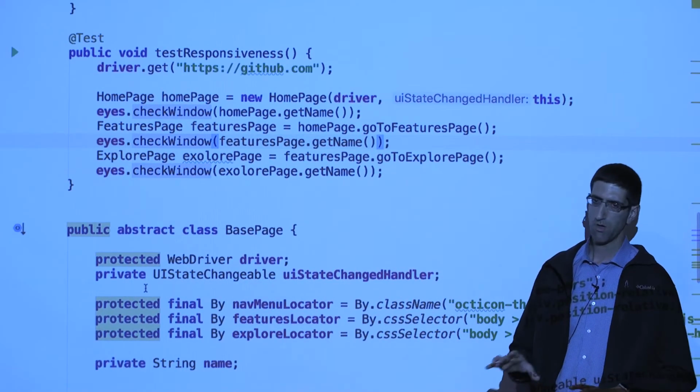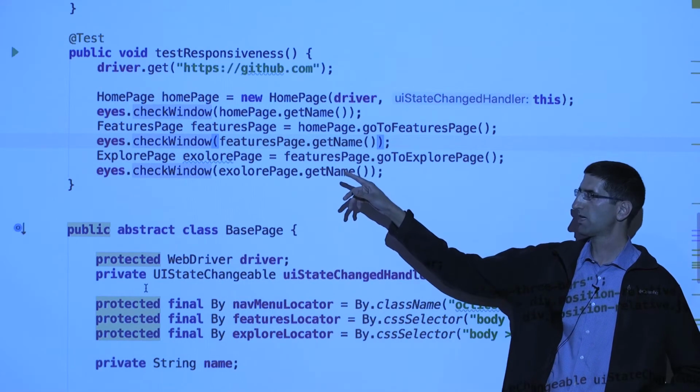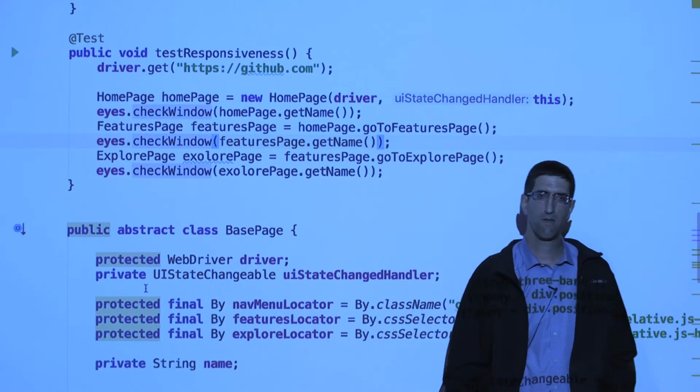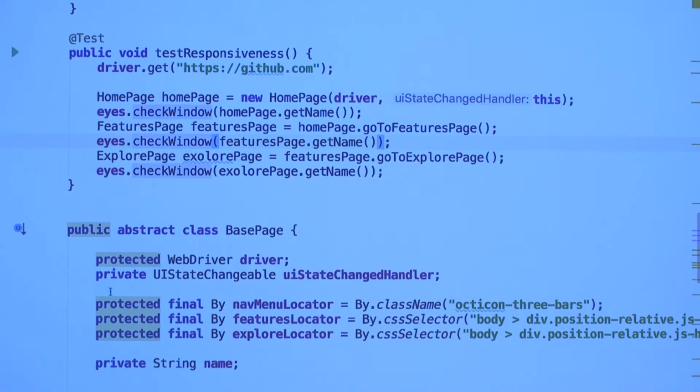So in this case, all we need to do to validate all these 3 pages is, every time we open a page, we call eyes check window, just give a logical name for the page, and this will validate the page. So we open the first page, call check window, open the second page, call check window again, and open the third page and call check window for the last time. We don't change anything in the page object implementation. And as you can see, it's a pretty clean way to implement it.